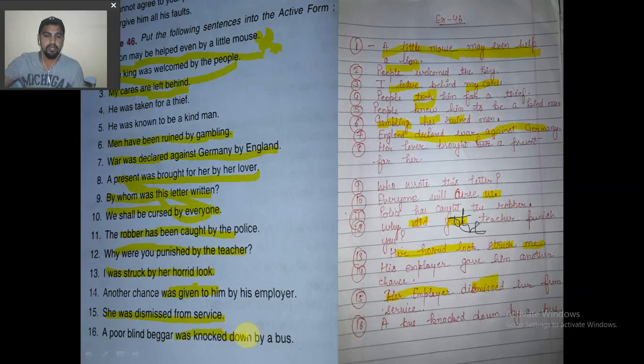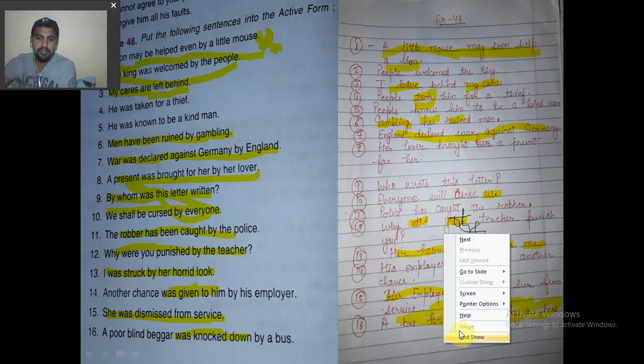Was knocked down again is the past passive form of verb, and here we are going to write that past form of verb in the active form, but a bus is to be placed at the beginning because it is going to be the subject of the active form. A bus knocked down by a bus. Sorry, there is some sort of error. This is wrong. Don't consider it to be right. I'll just erase this statement. Don't keep it as a right statement.